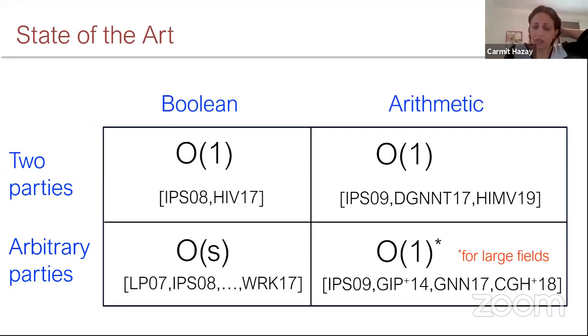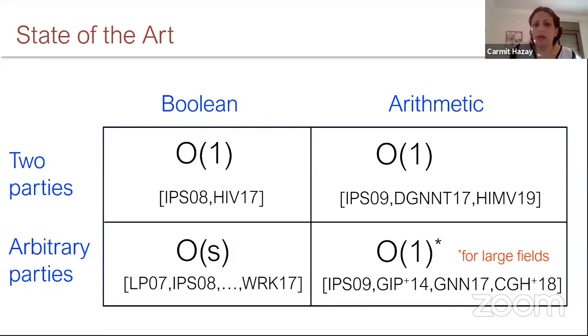So, the state of the art with respect to this question. In the two-party setting, we know how to achieve constant communication overhead. Remember, we want to measure the number of calls to this function. So the measurement is communication complexity.